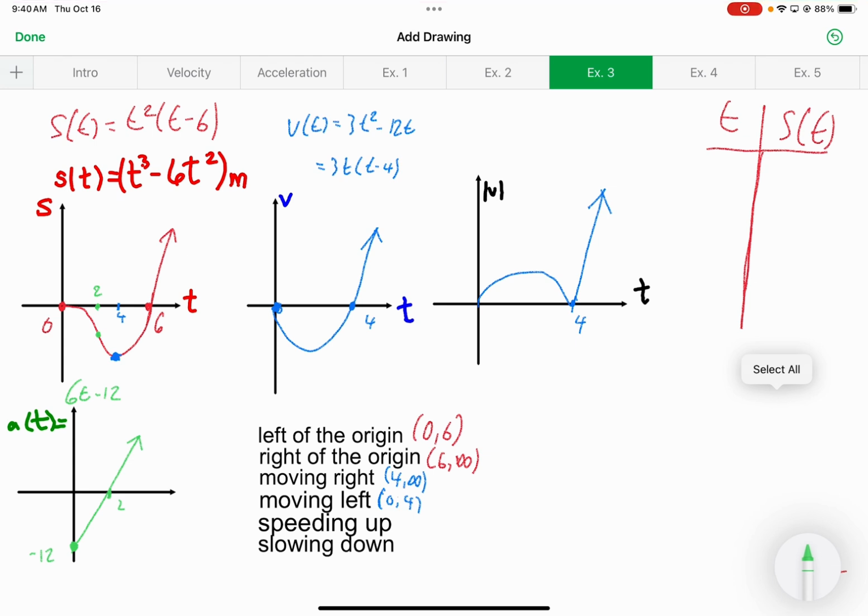Now, we need to talk about when it's speeding up. Where do we say our graph was speeding up? 0 to 2 and 4 to positive infinity. Good. 0 to 2, and then 4 to infinity. And then we said it's slowing down between 2 and 4, because then I would have opposite signs between those two. Okay?